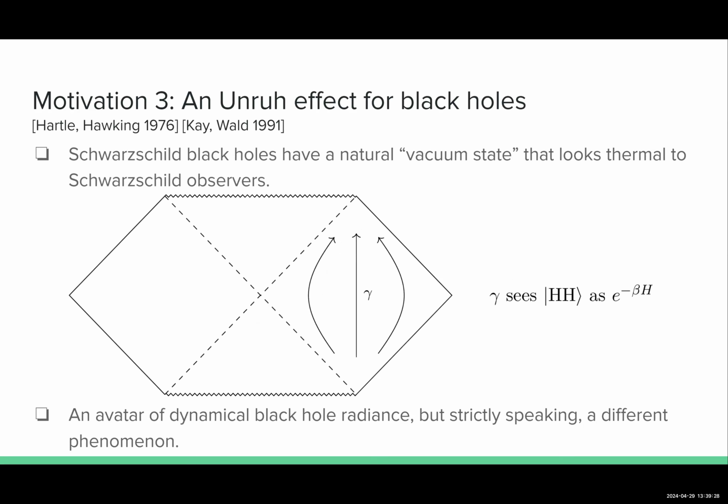You can map this back to black holes. This was used in a general argument for black hole radiance in interacting field theories, where you think about the eternal Schwarzschild solution. It just so happens that the eternal Schwarzschild solution has a natural vacuum state, which has the property that it looks thermal to Schwarzschild observers following these Schwarzschild time trajectories. So it's like the Unruh effect, but in a different spacetime background with a different state. It's an avatar of dynamical black hole radiance, but strictly speaking, it's a different phenomenon because it involves this stationary state and this dynamical probe.